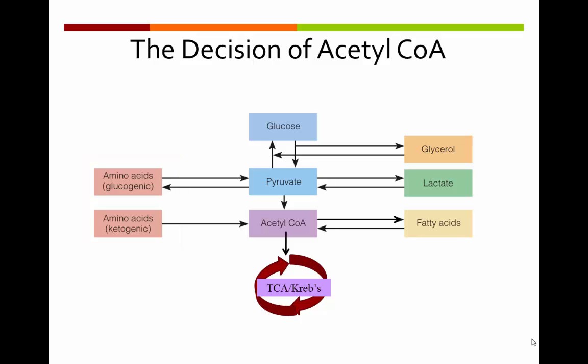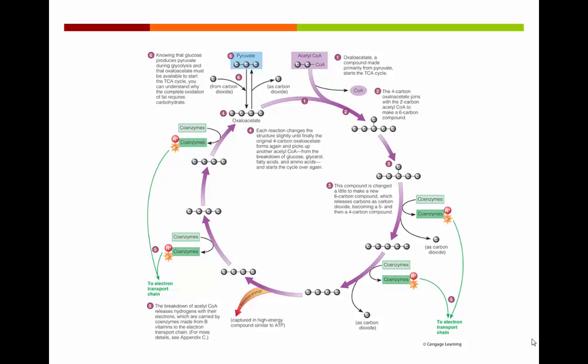Acetyl-CoA is the center of all 3 macronutrients. All of the carbohydrates, fats, and protein make acetyl-CoA. And the decision of acetyl-CoA is to either enter the Krebs cycle to make more ATP or store energy as fat. Assuming our cells need more energy, let's follow the path into Krebs cycle.